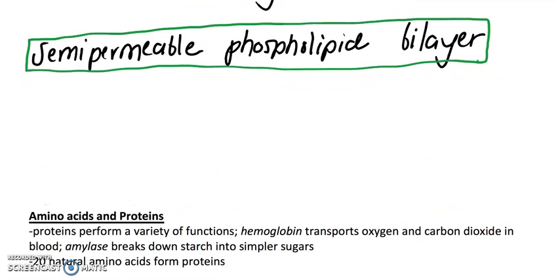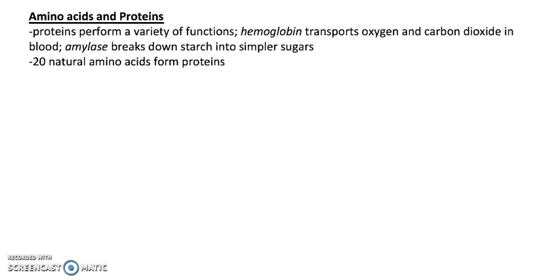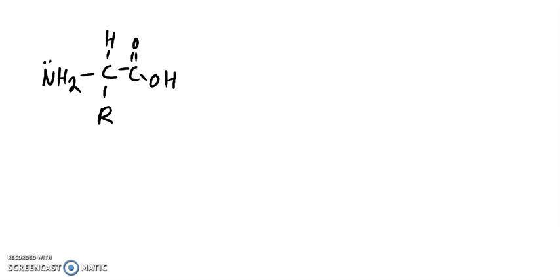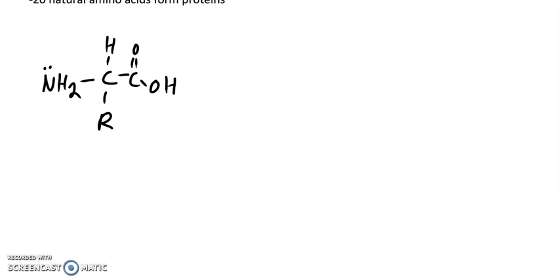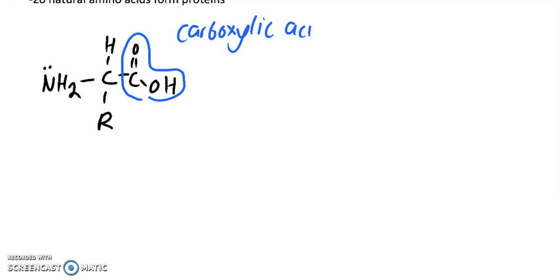Okay, so that's it for lipids. Now on to amino acids and proteins. Let me first draw an amino acid. NH2. Okay, so here's an amino acid. This group here is a carboxylic acid group. And it acts just like an acid from before, it can donate that proton.